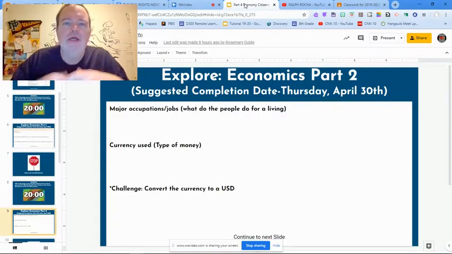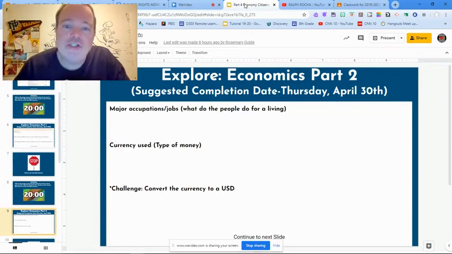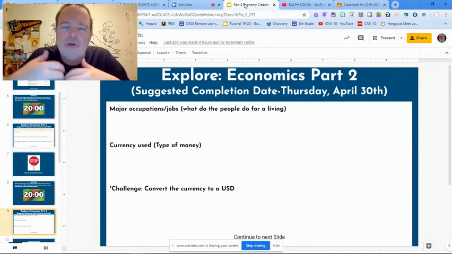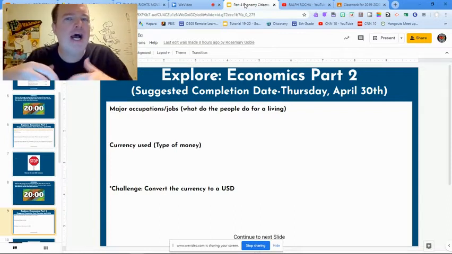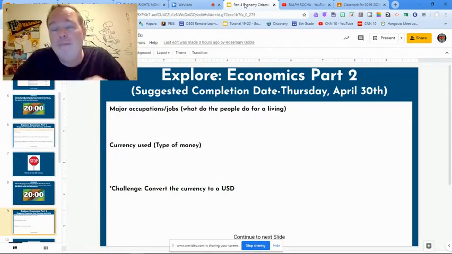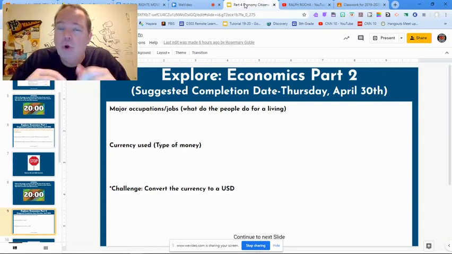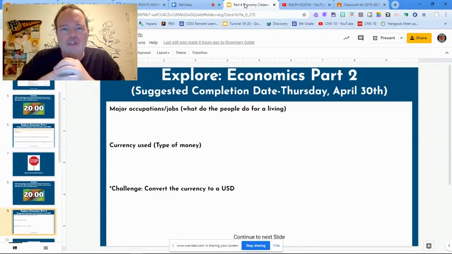Here's the questions. What are major occupations and jobs? So what do the people in your country do for a living? What are the jobs? You don't have to list them all, but don't just list one. What are the major jobs in your country?